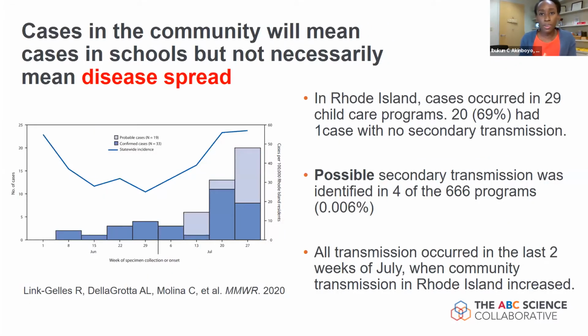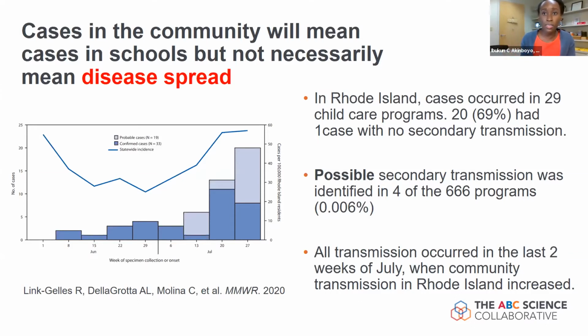So on the counter end, that's what happened in Utah. The CDC also went through and reviewed cases in Rhode Island. And this paper was just reviewing what happened in similarly childcare settings that were open during the peak of the pandemic. On the graph to the right, you can see the y-axis is showing the number of cases, x-axis is showing just time. And as community cases increased, the cases in schools or childcare settings increased.